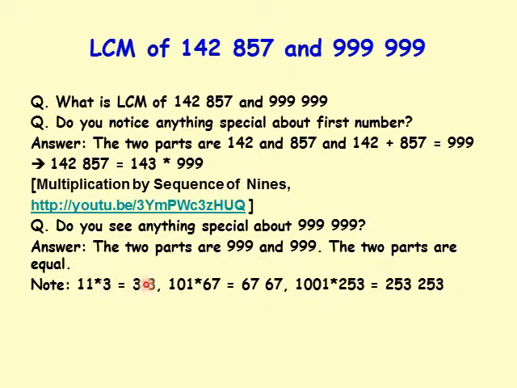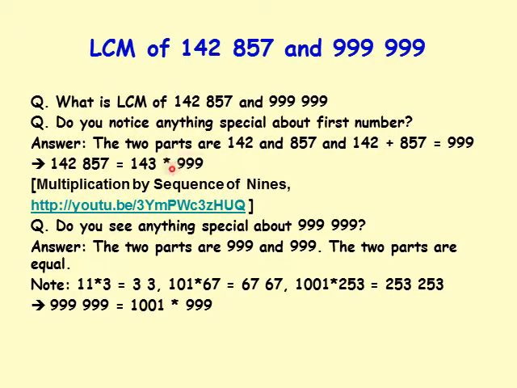If I say 11 times 3, I get 33. 101 times 67, I get 6767. That is a sequence of zeros guarded by two ones, one on the left and one on the right. So 1001 times 253 is 253,253. That's two zeros being guarded by a single digit 1 on the left and a single digit 1 on the right. That means 999,999 is equal to 1001 times 999.